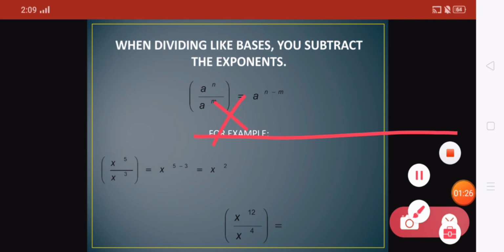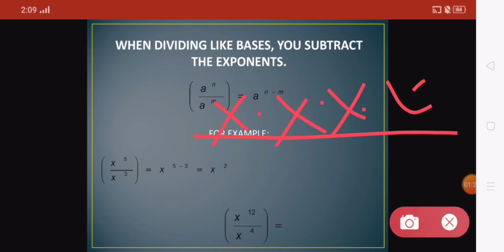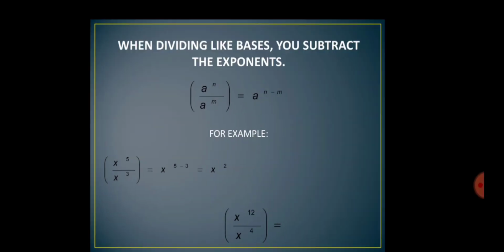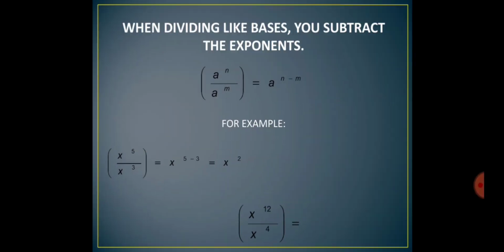Like this: x times x times x times x times x over x times x times x. So we consider these 3 x's, so there are 2 x's left in the top. So our answer is x^2. Another example, x^12 over x^4. So 12 minus 4 is 8. So our answer is x^8.